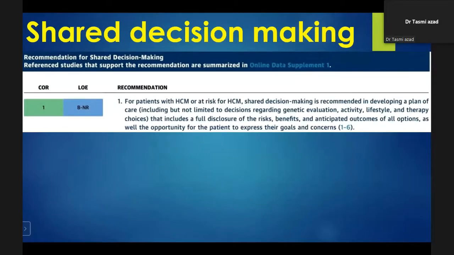In the guideline, the American Heart Association gives maximum emphasis on shared decision making, because hypertrophic cardiomyopathy is actually an incurable disease. We only focus on symptom control during management, so consulting with the patient and the patient's family and counseling regarding all treatment options, lifestyle, and therapy choices is extremely important. That is shared decision making, which is given a class 1 indication.